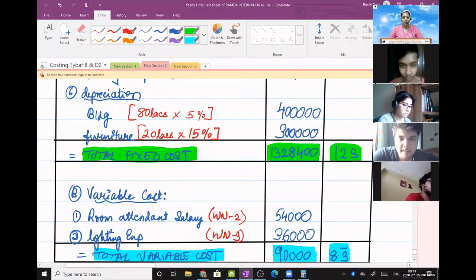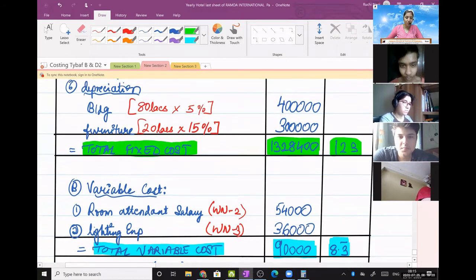Fine. So is variable cost also clear to everyone? Acknowledge it in the chat box. Any doubts in variable cost? Because in the last lecture we had done the working note of it, so I'm asking. Okay, fine. Thanks for the acknowledgement.